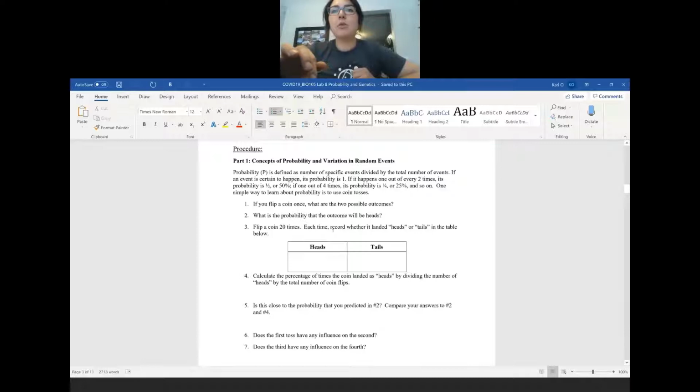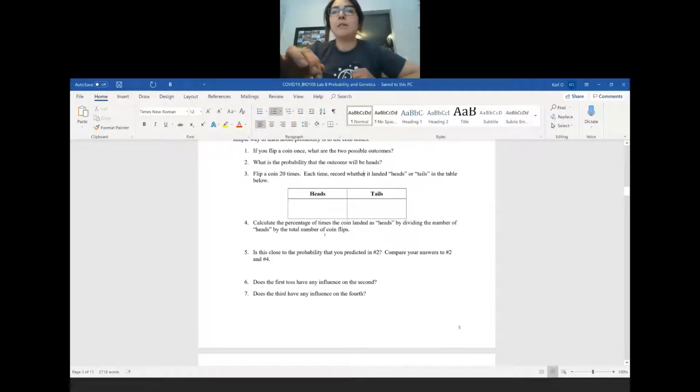Then you needed to flip a coin 20 times, record your results here, and calculate the percentage of times it landed on heads. To do that, you take the total number of tally marks in your heads box and divide it by 20, the total number of coin flips. So if you had 8 tally marks, you would divide 8 by 20. You get 0.4 or 40% for the percentage of times the coin landed heads. Is this close to the probability you predicted in number 2? We predicted 50%, and if we got 8 heads out of 20, that's 40%. That's pretty close. It could be closer, but it's not bad.